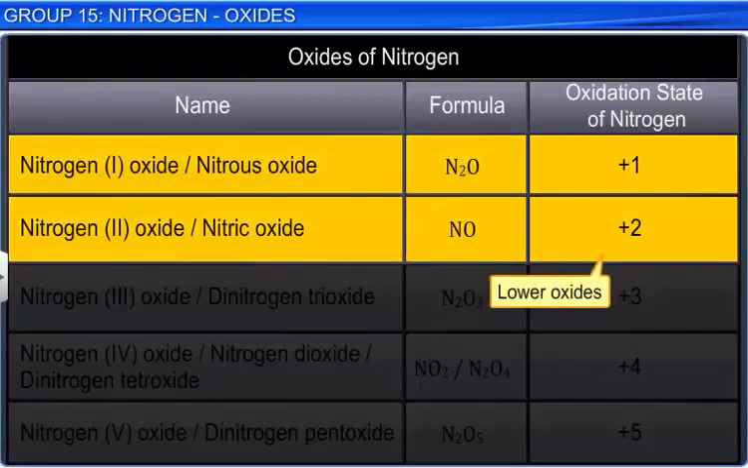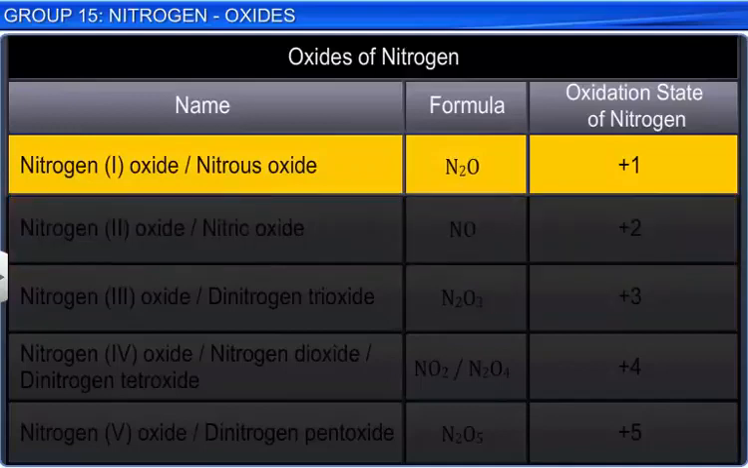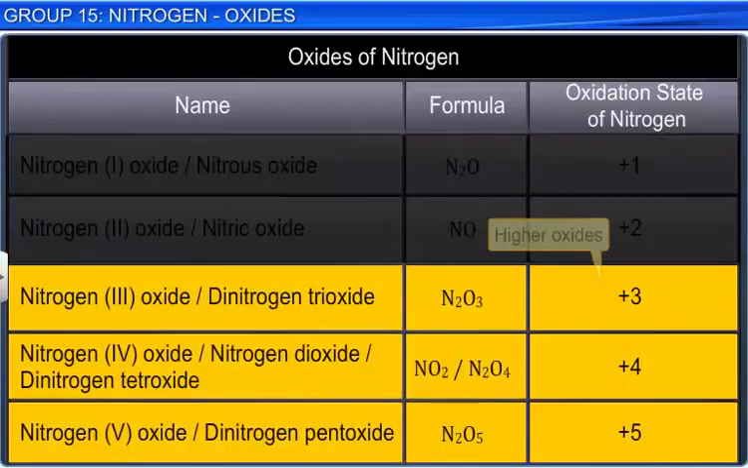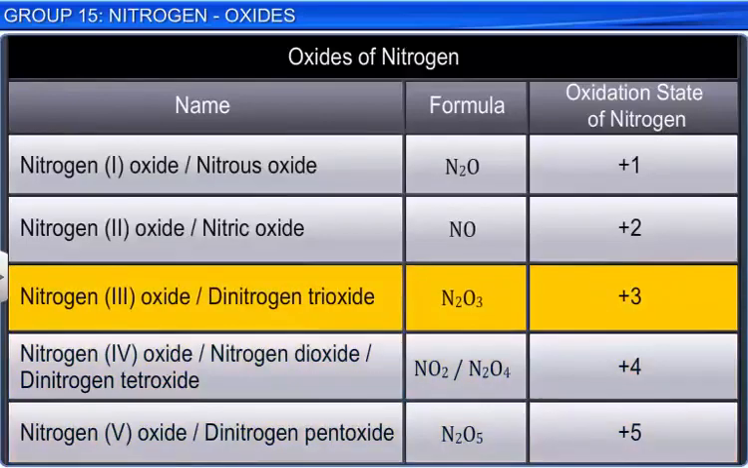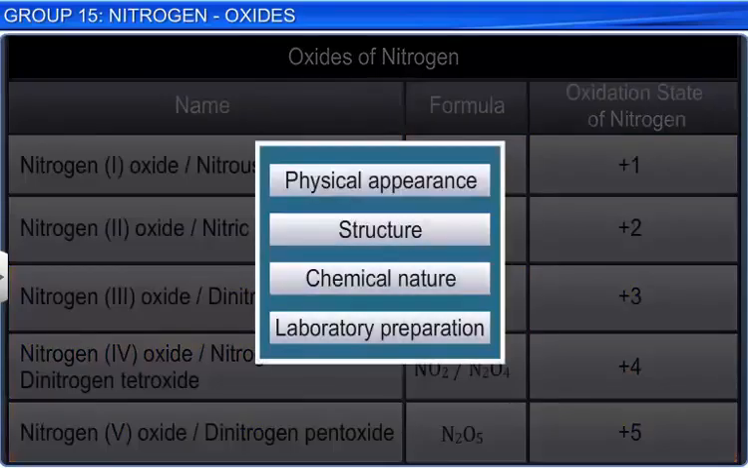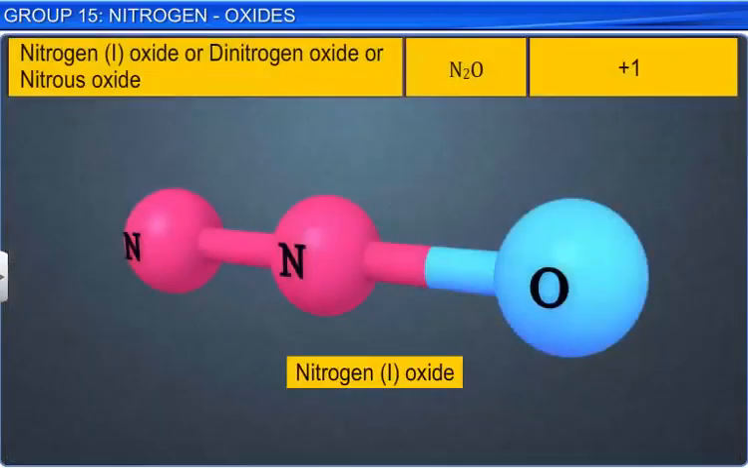You can see that the lower oxides include nitrogen 1 oxide and nitrogen 2 oxide, while the higher oxides include nitrogen 3 oxide, nitrogen 4 oxide and nitrogen 5 oxide. We will discuss the physical appearance, structure and chemical nature of each oxide, besides the most convenient method to prepare them in the laboratory. Let's start with nitrogen 1 oxide.